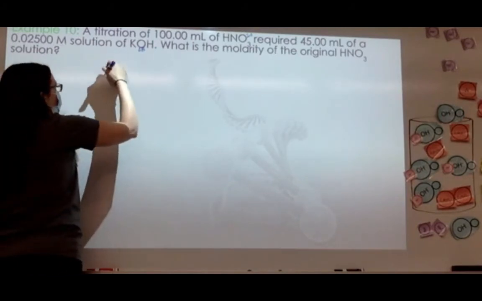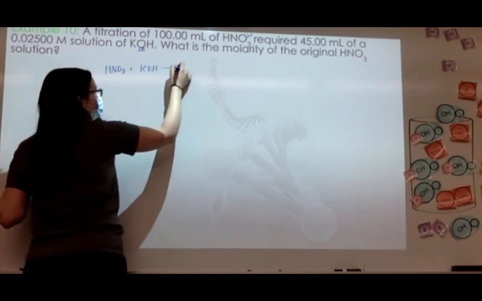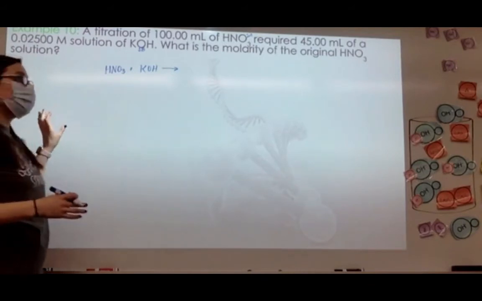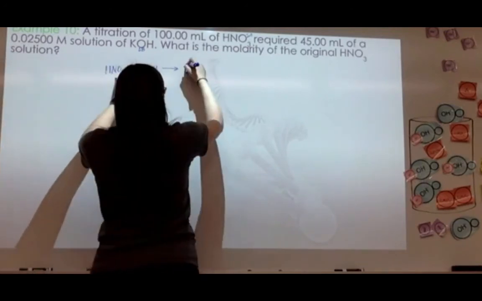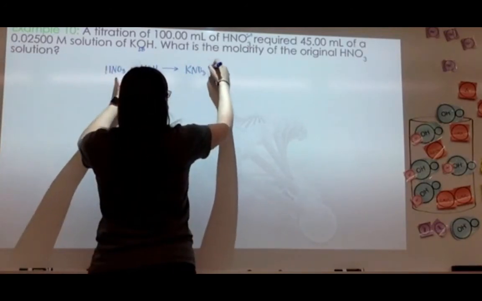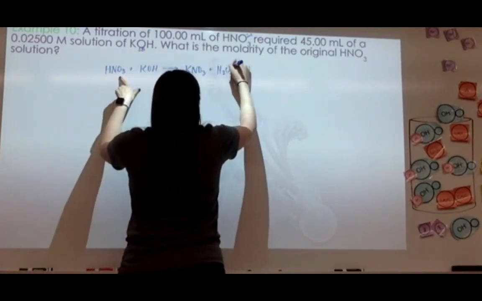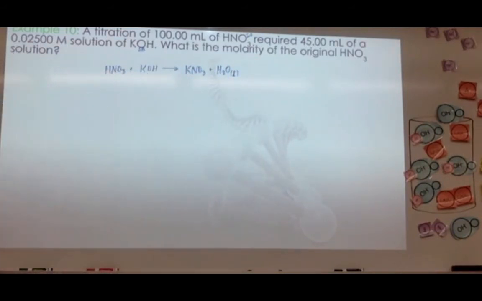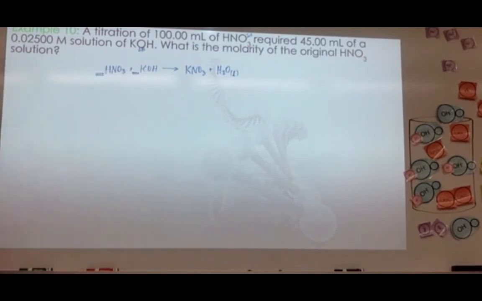Start by writing the balanced equation just to make sure our mole ratio is what we think it is. A neutralization reaction, an acid-base reaction, whether it's weak or strong, an acid-base neutralization reaction is a double replacement reaction. So KNO3, because K plus is going to combine with NO3 minus, plus H2O. And that's actually balanced. So we have a 1-to-1 ratio.